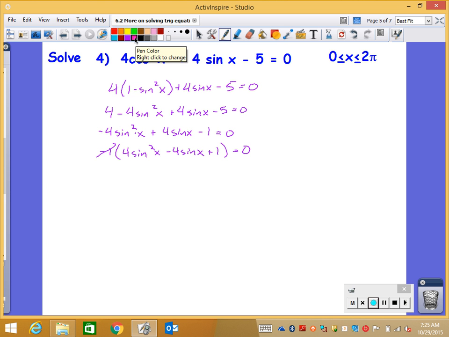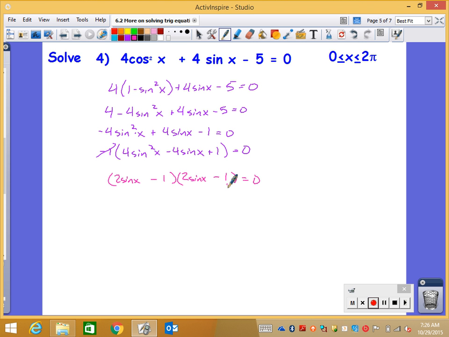And now I can factor whatever's left. Well, I get 4 sine squared x, so I end up getting a 2 sine x for the first part and a 2 sine x for the second part. And now whatever's in the second position for both parentheticals has to multiply to plus 1, so they either have to be both positive or both negative. They are in fact both negative. Notice they're the same. I have a 2 sine x minus 1 and a 2 sine x minus 1.